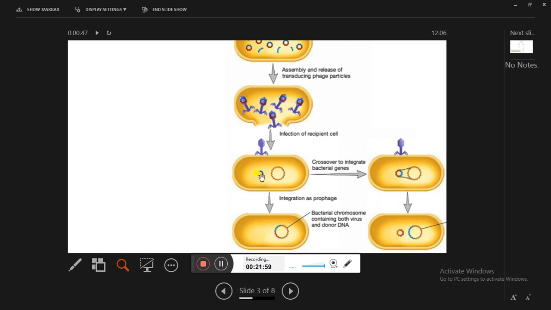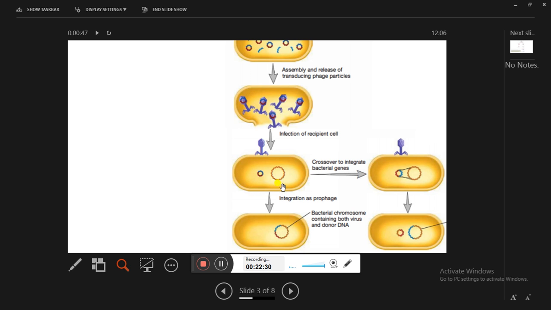Okay, and now this phage genome is integrated into the bacterial genome as a prophage. Okay, integration as a prophage. Bacterial chromosome containing both virus and donor DNA. This is the bacterial chromosome, and this is the blue color region. It is the DNA of the previously infected bacteria. The genome of the previously infected bacteria is this blue color one, and this red genome is the phage genome.